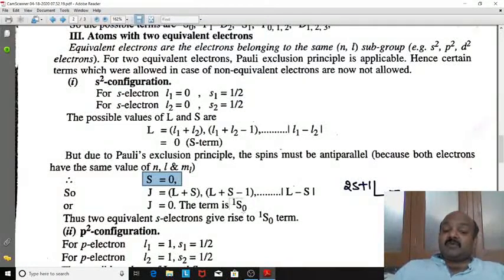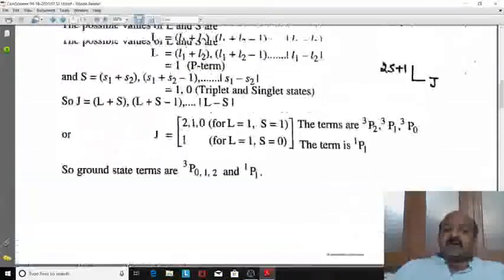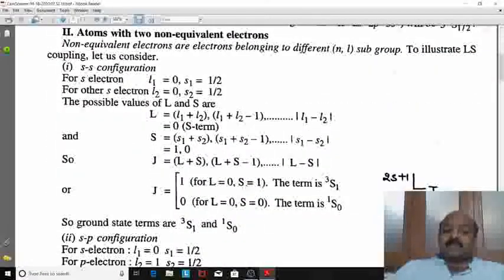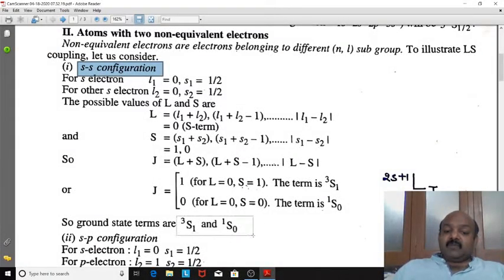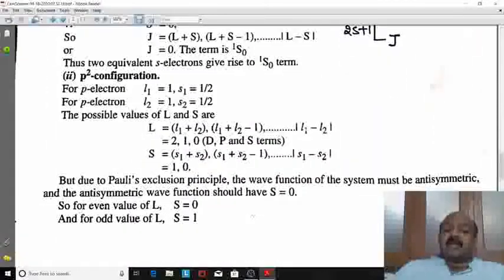So this notation will be there. When the two electrons are equivalent, only one term is there. If we see the previous calculation where two electrons are non-equivalent and in S state, there are two states. But for equivalent electrons, the other state is not allowed due to Pauli's exclusion principle. Similarly for the P state.